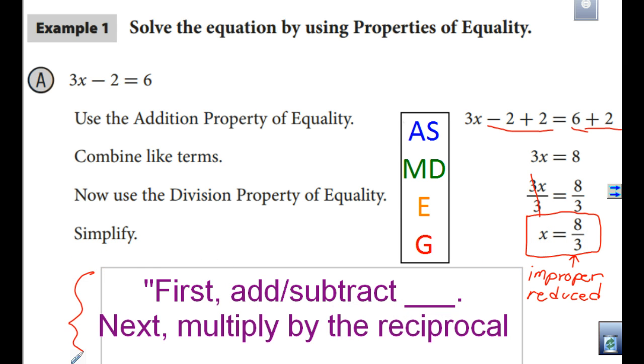And please keep this in mind. First, we're going to add 2 to both sides because 2 is the opposite of negative 2. Then we're going to divide both sides by 3 because it's multiplying.